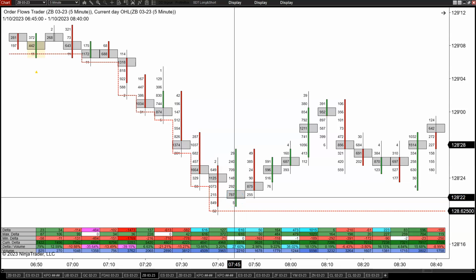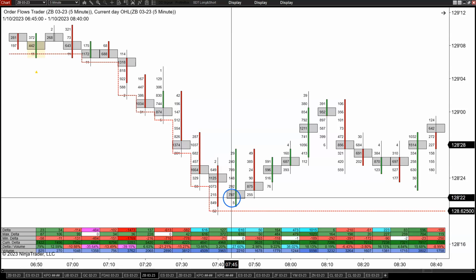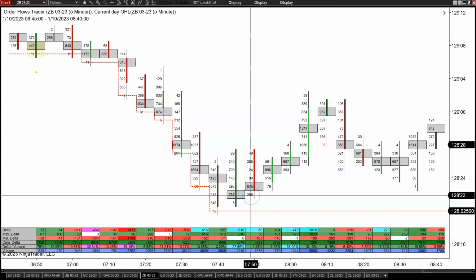Okay, and people say, well, how do you know? Because it's just telling you that volume. It just shows you 787. It could have been, you know, 2 contracts on the bid and 785 traded on the offer. People say, well, isn't that indicative of strong selling?